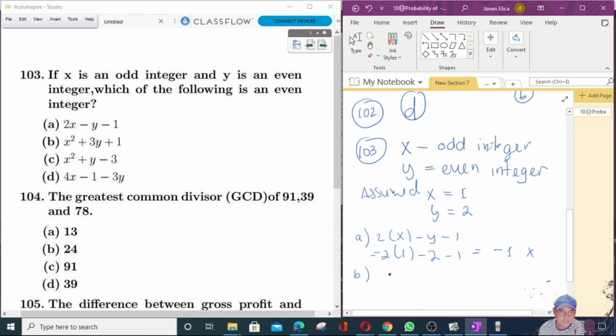What about letter B? Letter B is x squared plus 3y plus 1. Let's substitute: 1 squared plus 3 multiplied by 2 plus 1. This is equal to 1 raised to 2 is 1, plus 6, because 3 times 2 is 6, 6 plus 1 is 7, plus 1 is 8.